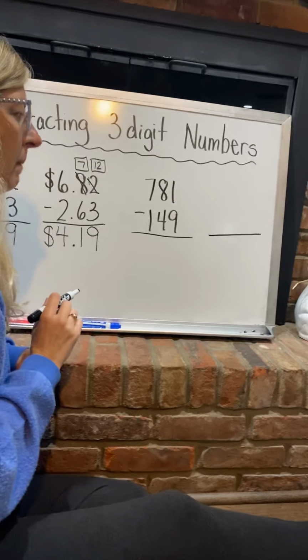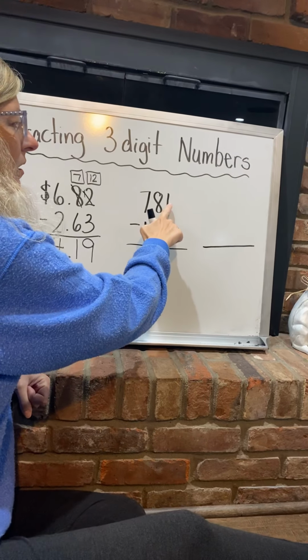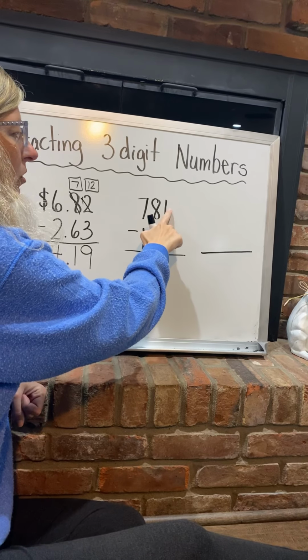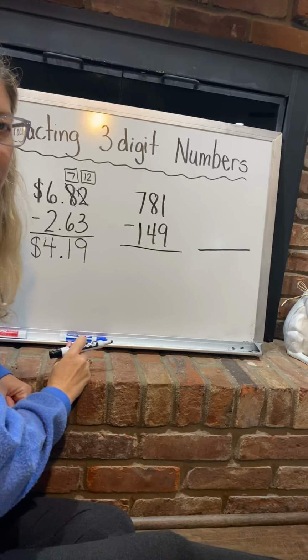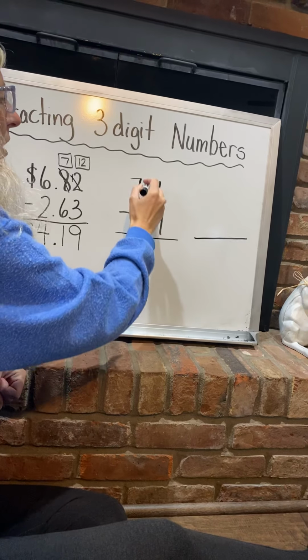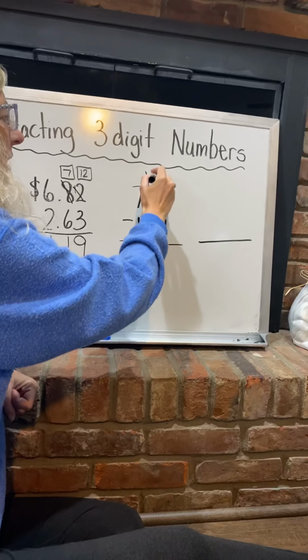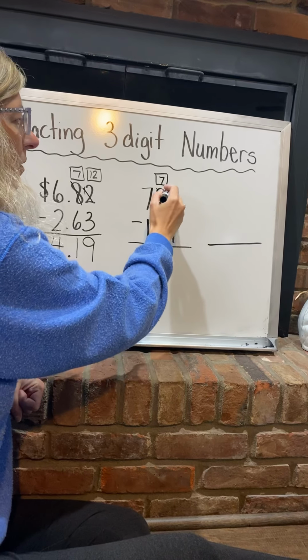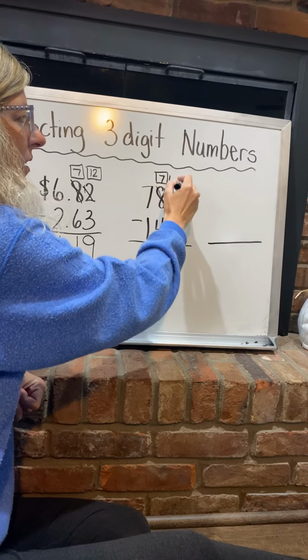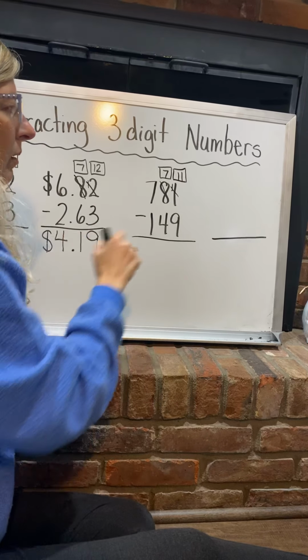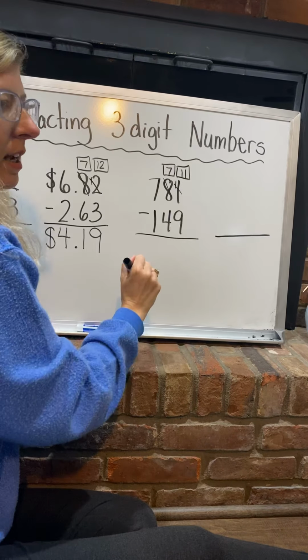781 minus 149. Start with the ones place. Can you do 1 minus 9? Nope, you don't have enough. So we're going to borrow or regroup from the tens place. The 8 becomes a 7. We put a 1 here. 1 becomes an 11, doesn't it? Now we can subtract 11 minus 9.